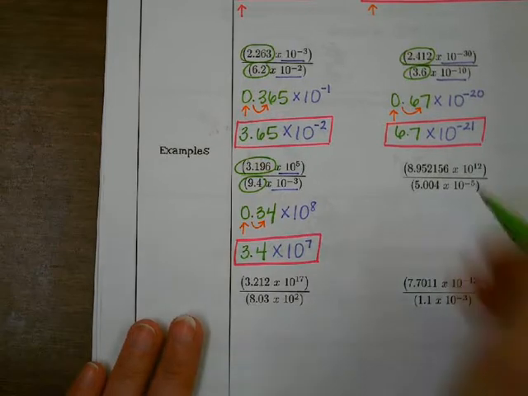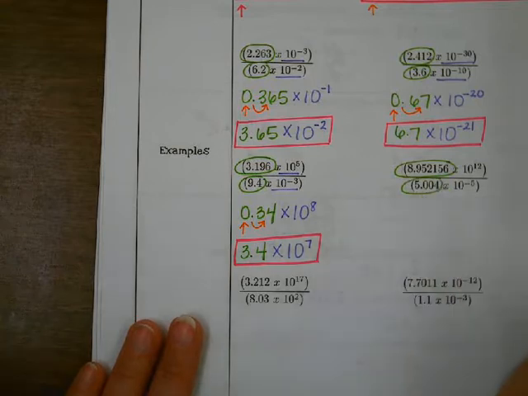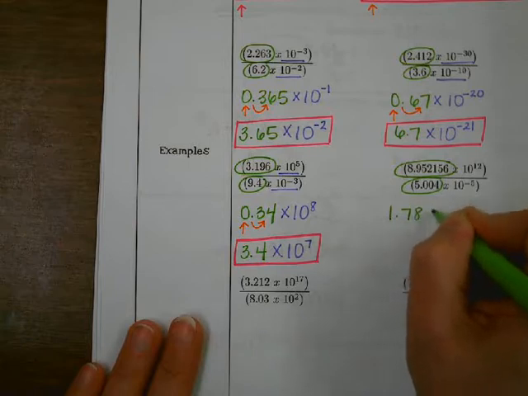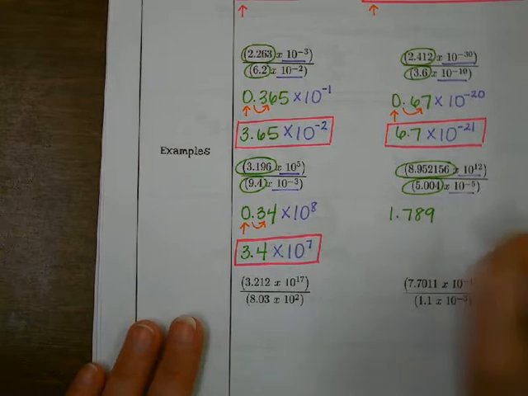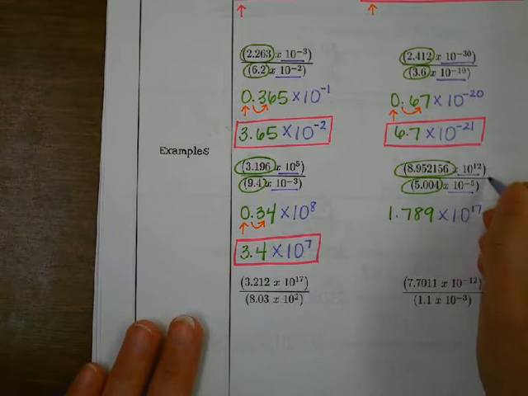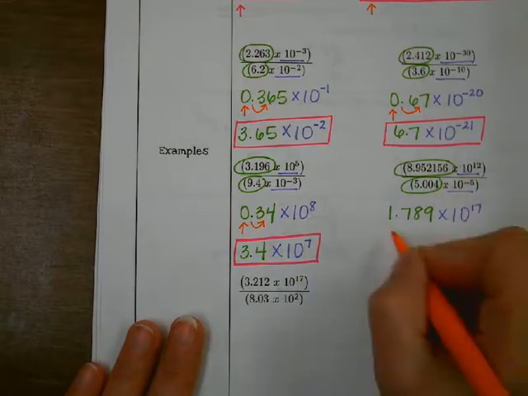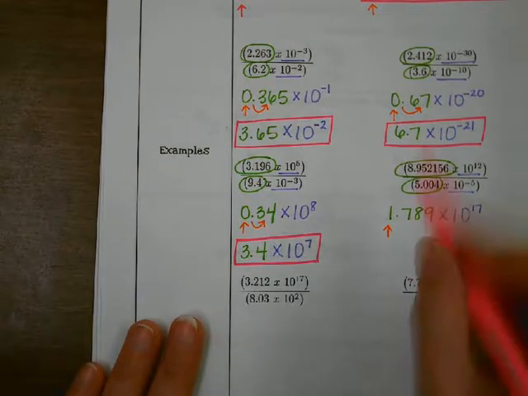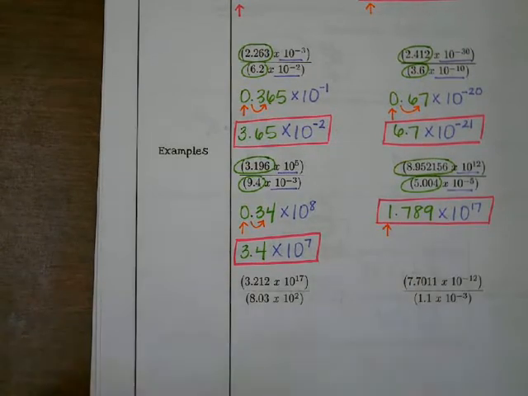All right, same thing for this one. We would have typed 8.952156 divided by 5.04 in my calculator, and you would have gotten the answer of 1.789. Then you would have divided your powers, and you would have gotten 10 to the 17th, because again, 12 minus a negative 5 gives me 17. So I look at that first digit. I see that the digit right before my decimal point is between 1 and 9, so I know that my answer is in scientific notation.